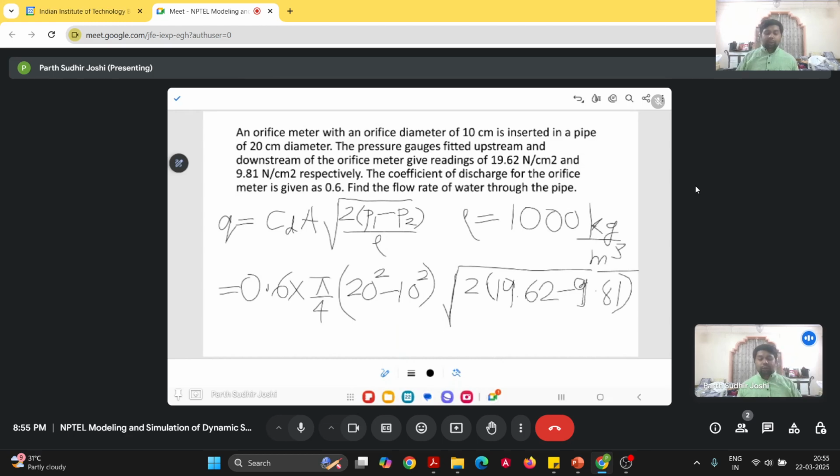Now these are readings in Newton per square centimeter. So we need to convert them into Newton per meter square. So for that we need to multiply them with ten to the power 4 into, so to convert them into Newton per meter square, and the density in SI units will be 1000.